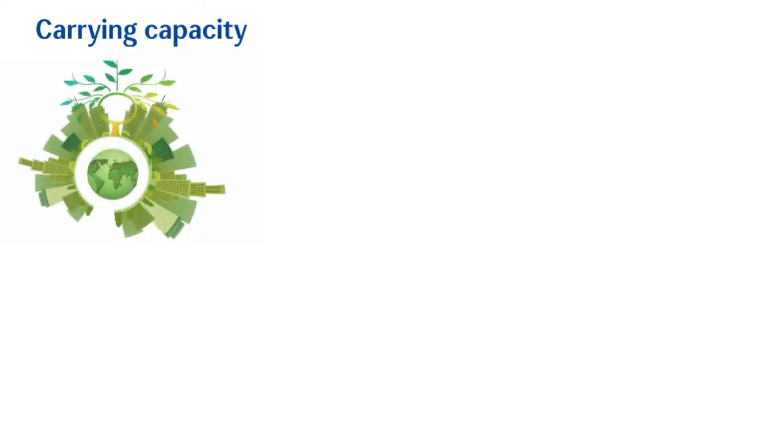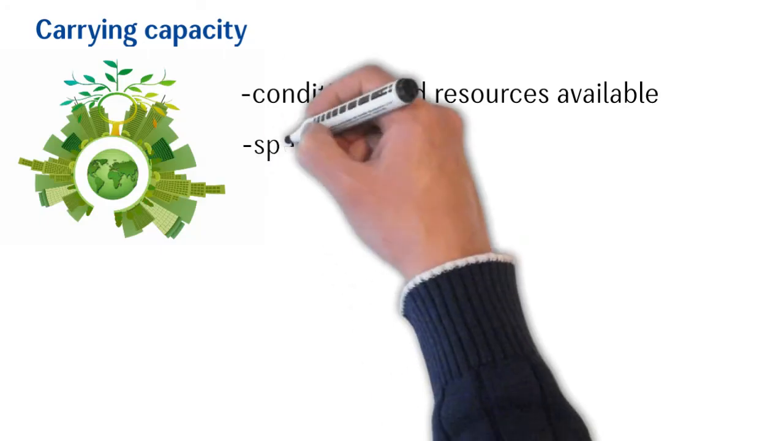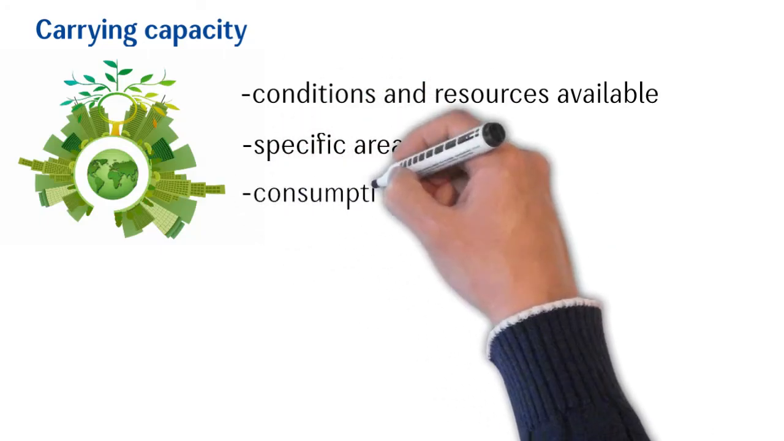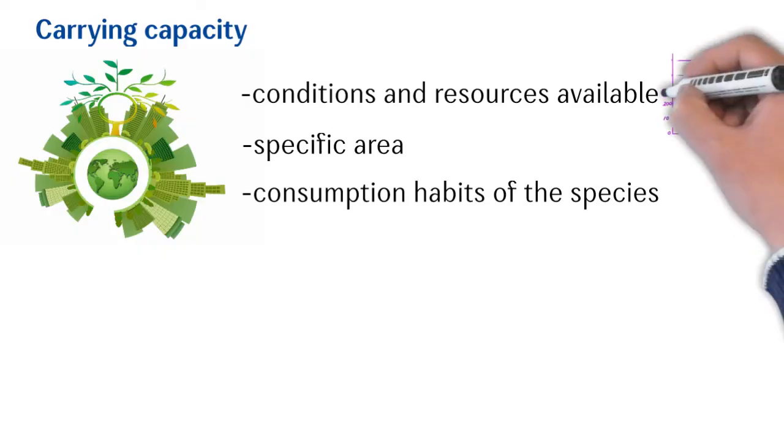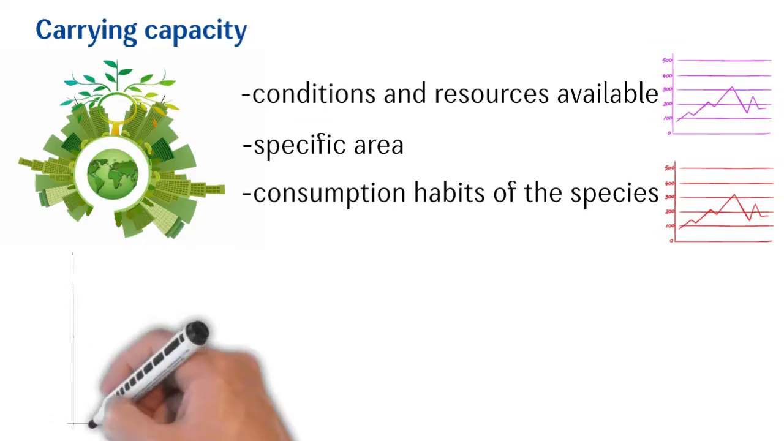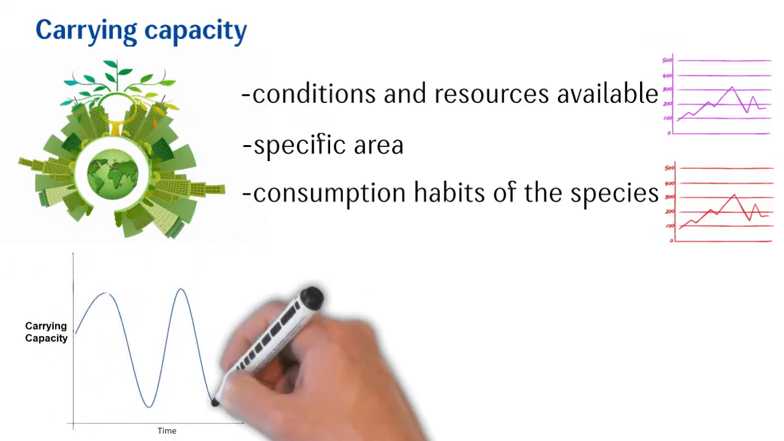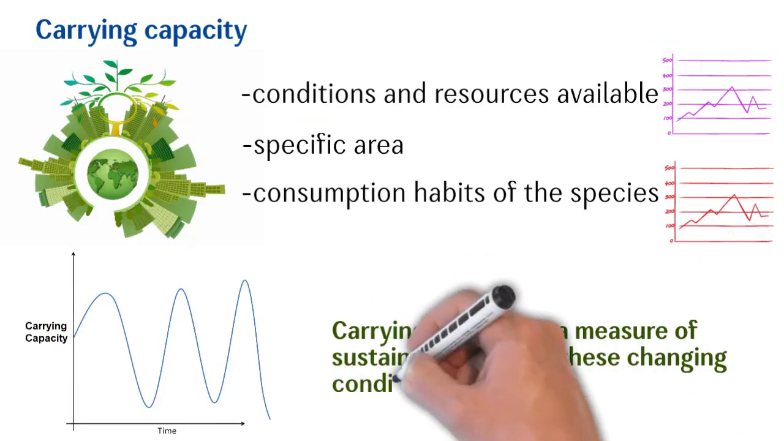So we can say, in totality, carrying capacity depends on the conditions and resources available in the specific area and the consumption habits of the species considered. Because both what is available in the area and the consumption habits of the species change over time, carrying capacity is always changing. Carrying capacity is a measure of sustainability within these changing conditions.